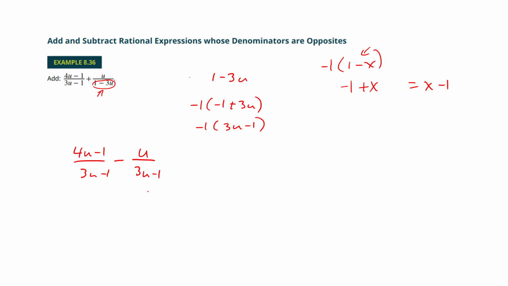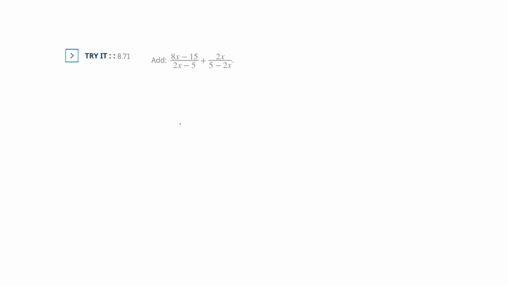Now they have a matching denominator, so I've got 4u minus 1 minus u. It's going to be 3u minus 1. Oh wow, look at that. That gets you 3u minus 1 over 3u minus 1. Now that's identical. The entire expression is a match, so you could cancel that down and you would just get 1. So let's do another one here.